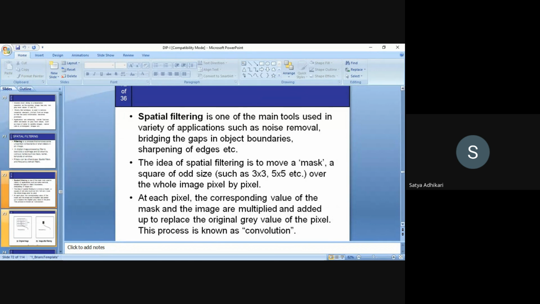If some pixel is missing, if there are gaps in the object boundary, or some edges are not sharpened, we have to use the convolution method. Sometimes you will get a question: what is convolution? Convolution is nothing but the pixel value being manipulated using some techniques. Some pixel values are multiplied and added to replace the original gray values. Suppose a particular pixel has spurious gray level values, we have to modify it. That is called convolution.